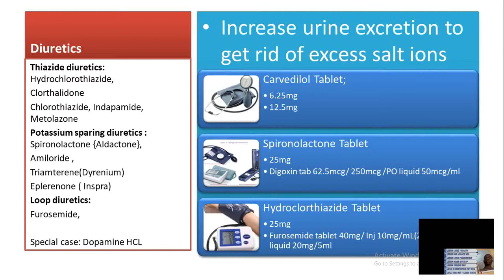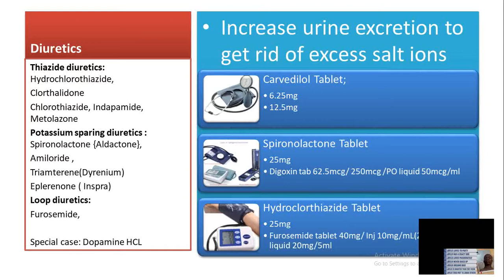Diuretics, we have thiazide diuretics, potassium-sparing diuretics, and loop diuretics. Under thiazide diuretics, example drugs, we have hydrochlorothiazide, chlorthalidone, chlorothiazide, indapamide, metolazone. Potassium-sparing diuretics, we have spironolactone, that is, trade name is Aldactone. We have amiloride, we have triamterene, that is trade name Dyrenium. We have eplerenone, that is sold in the market by the name Inspra. Loop diuretics, we have Lasix, that is furosemide.